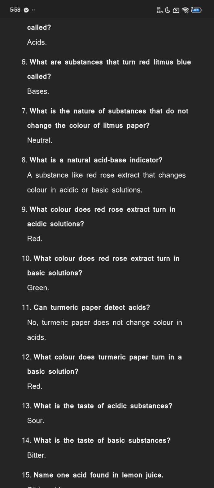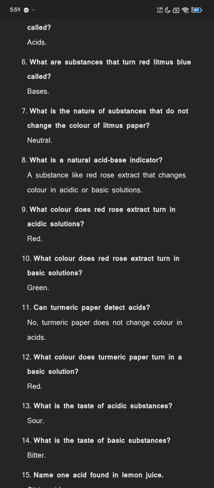A substance like red rose extract that changes color in acidic or basic solutions. What color does red rose extract turn in acidic solutions? Red. What color does red rose extract turn in basic solutions? Green. Can turmeric pepper detect acids?